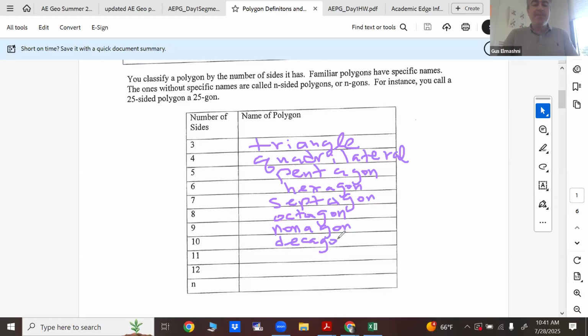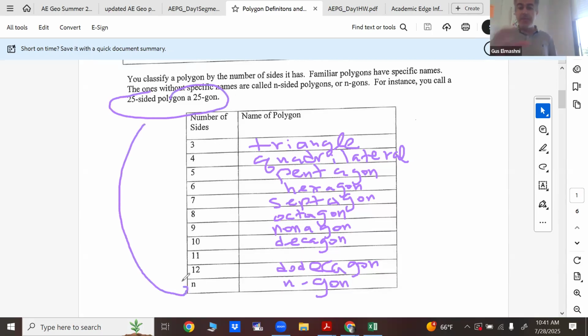And I'm kind of embarrassed. I don't know 11 or 12. I think 12 is dodecagon. Honestly, don't worry about that. Let me write better. Do, dec, dodecagon. Wait, dodecagon. Hold on, whoa. Dodeca. And then we just say n-gon. If it's like 25, say 25-gon. So if it's 25 sides, you call it 25-gon. N being the number of sides.